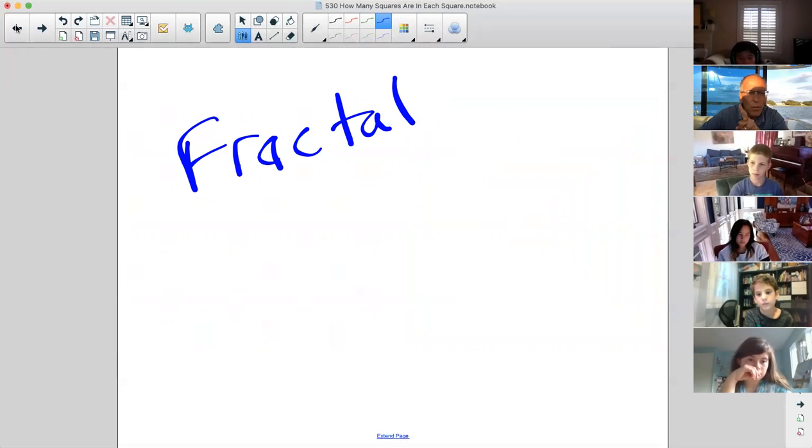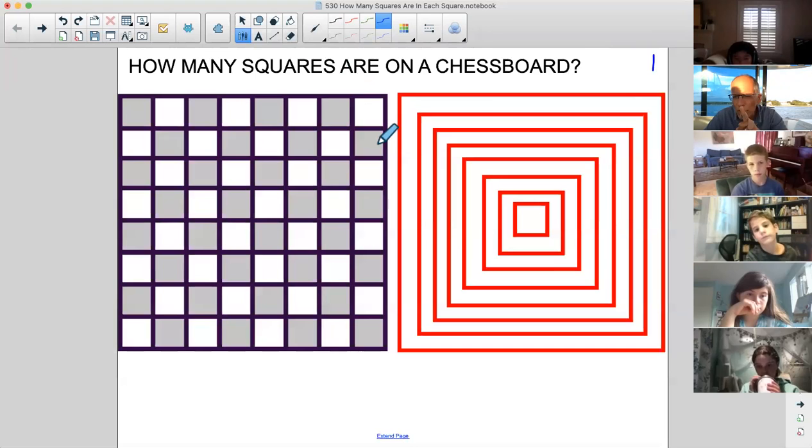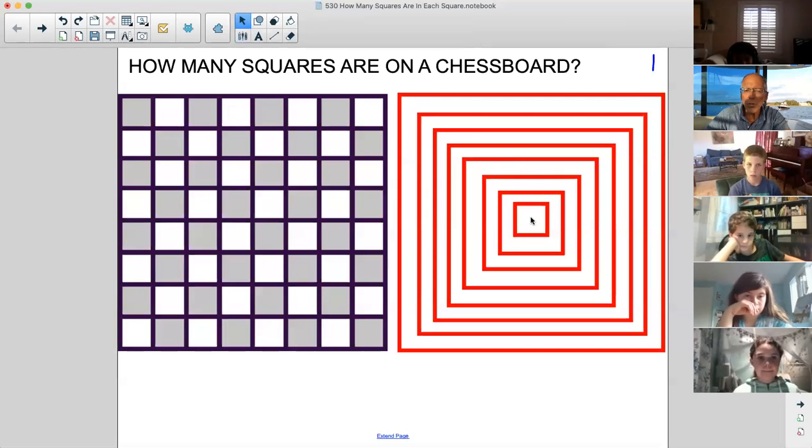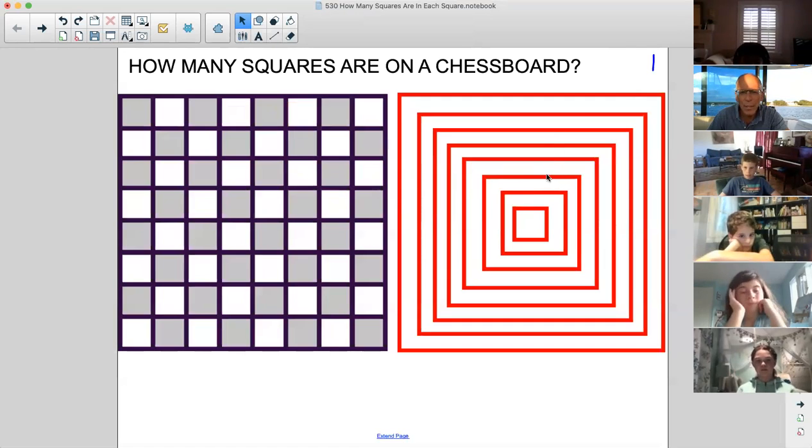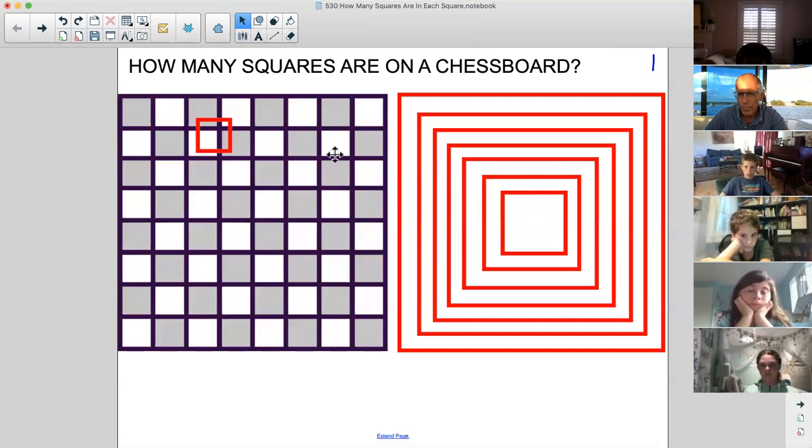But I'm giving you a restriction on this question, which is that you have to use a chessboard, and you can only use the dimensions, like Omer said, 1 by 1, 2 by 2. So let me ask you this question. How many 1 by 1s are there? 64, I think. 64. Yeah.